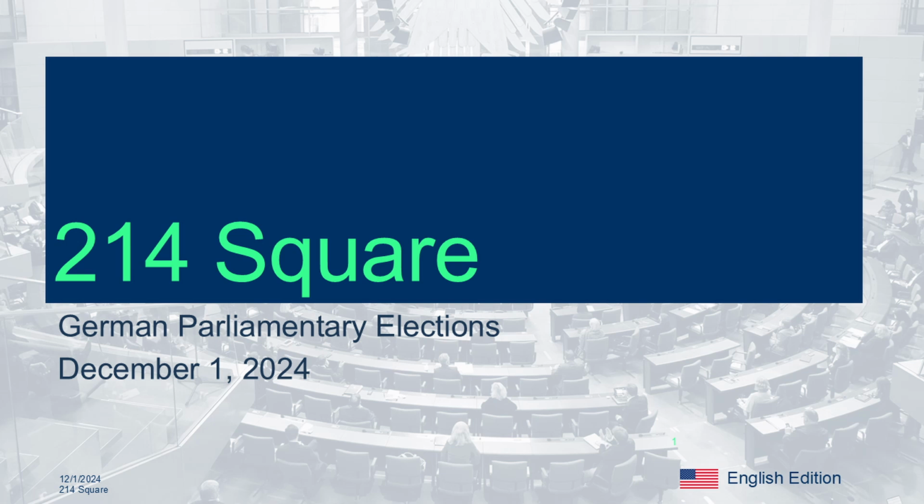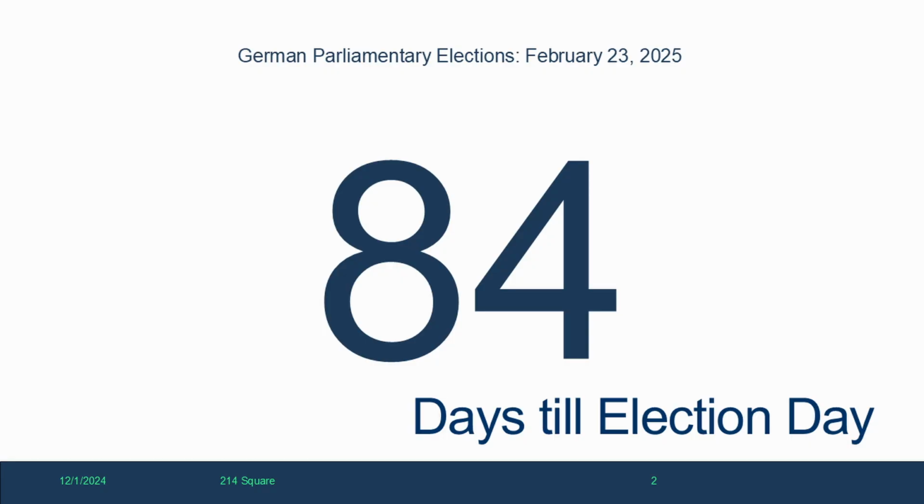Welcome to Thuringia Square German parliamentary election. It's December 1st, 2024. And yes, this new series is about the snap elections in Germany for 2025. And for those who are not familiar with the German election system, we will talk about it in this episode and the next one. But first, 84 days until election day.